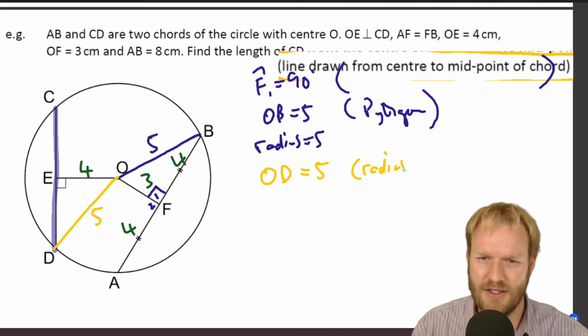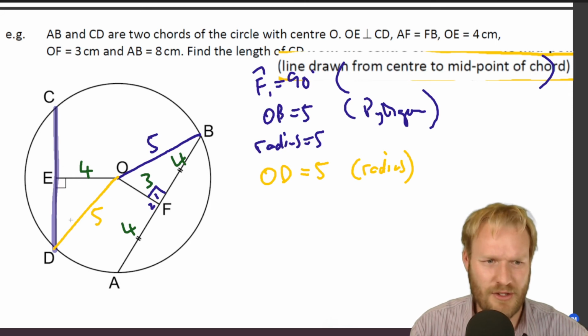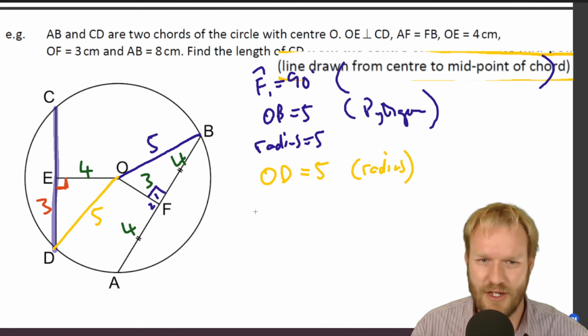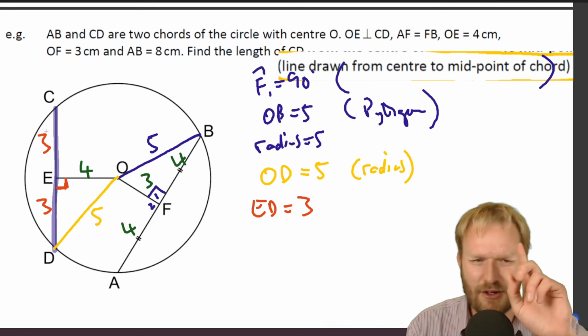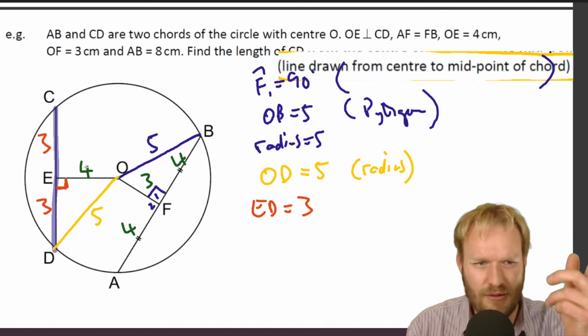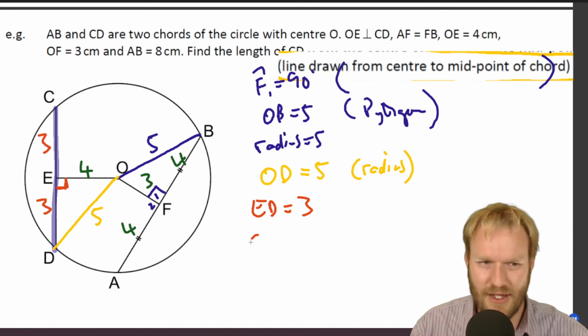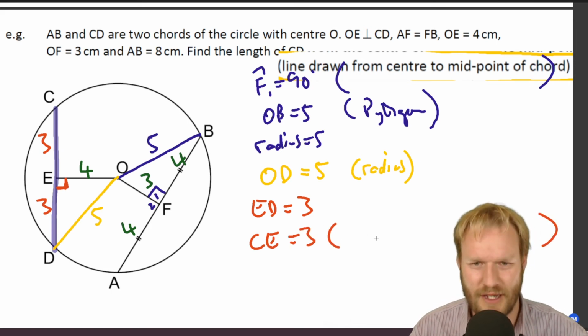How do we know that? It's a radius. And therefore, 4, 5, it looks like this should be 3. Oh, it's already been told that it's a right angle, so we can go straight there. ED equals 3. Well, if that's 3, that's 3. Hang on a second. Why? Well, if ED is 3, CE is 3, and we need to give a reason.